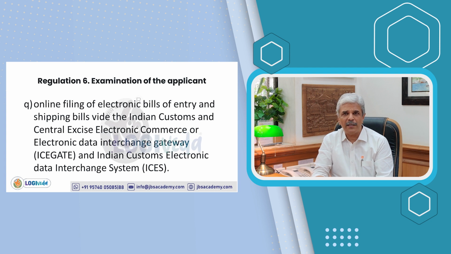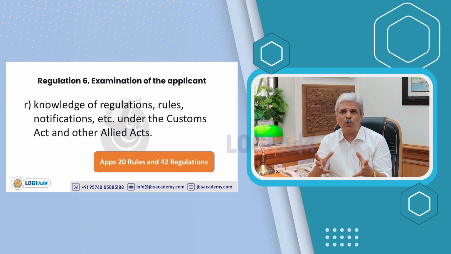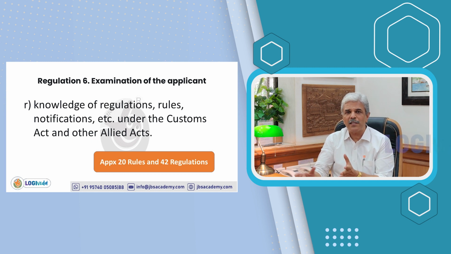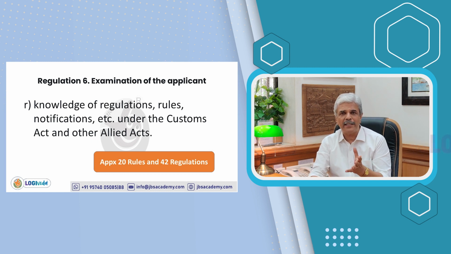The next point in your syllabus is online filing. So you must understand EDI, IceGate, ICES, single window, RMS, etc. All of it that falls under this. The next one is knowledge of rules, regulations and notifications. We all understand that there are about 20 rules which custom implements and more than 42 regulations, and the number of notifications are humongous, and this is only under the Customs Act. Whereas this syllabus point also uses the word allied acts. So all the rules made under the allied acts have also to be studied by you.